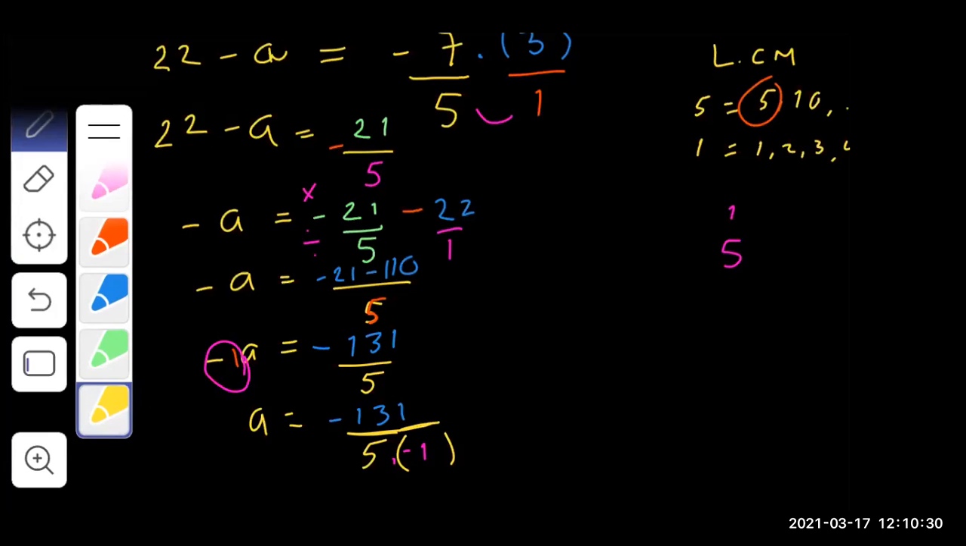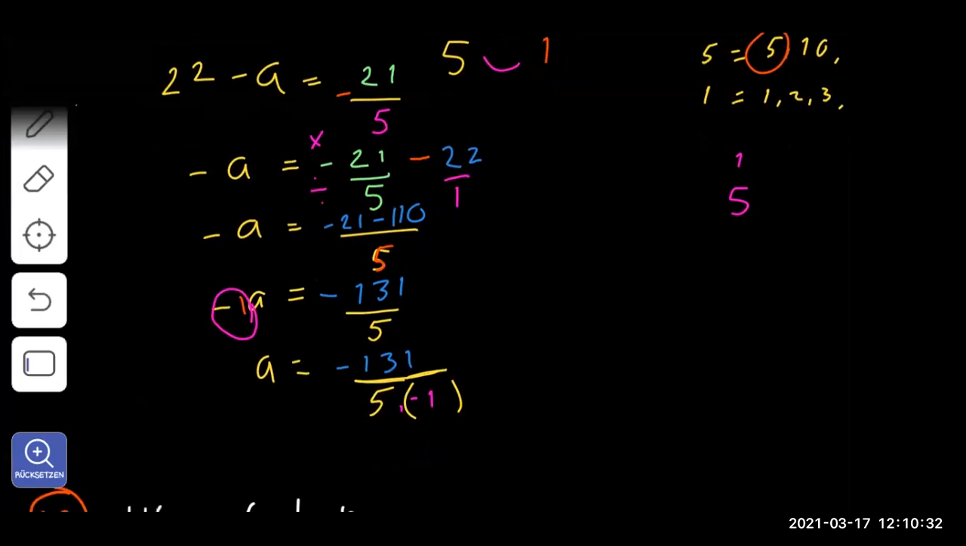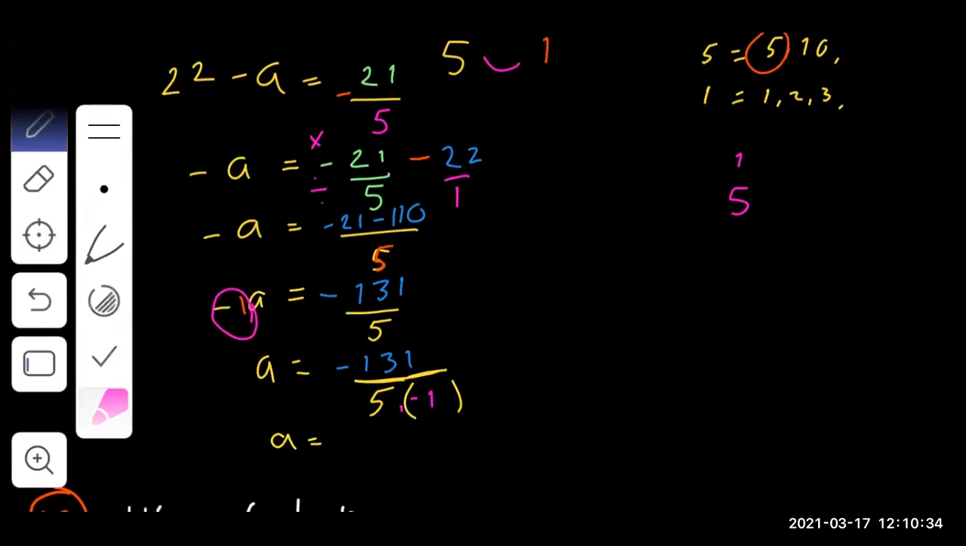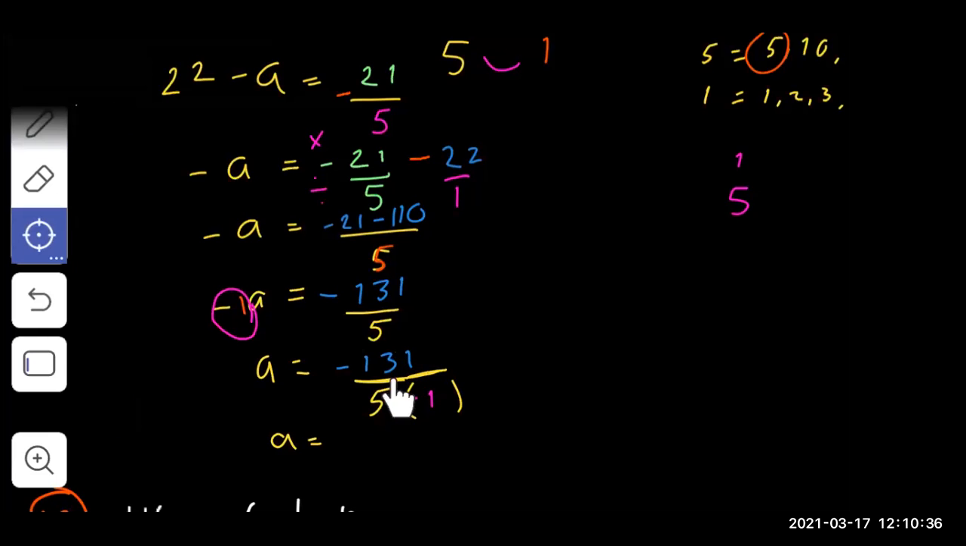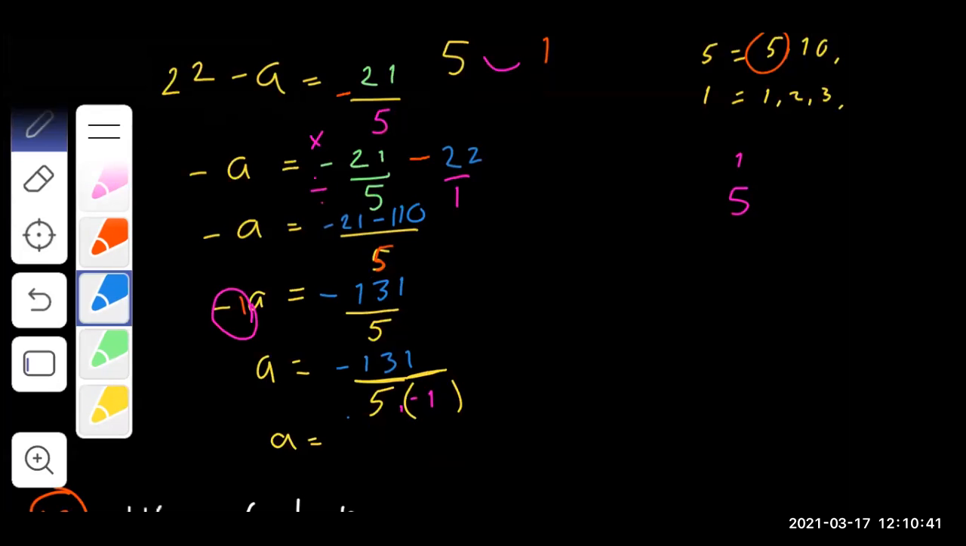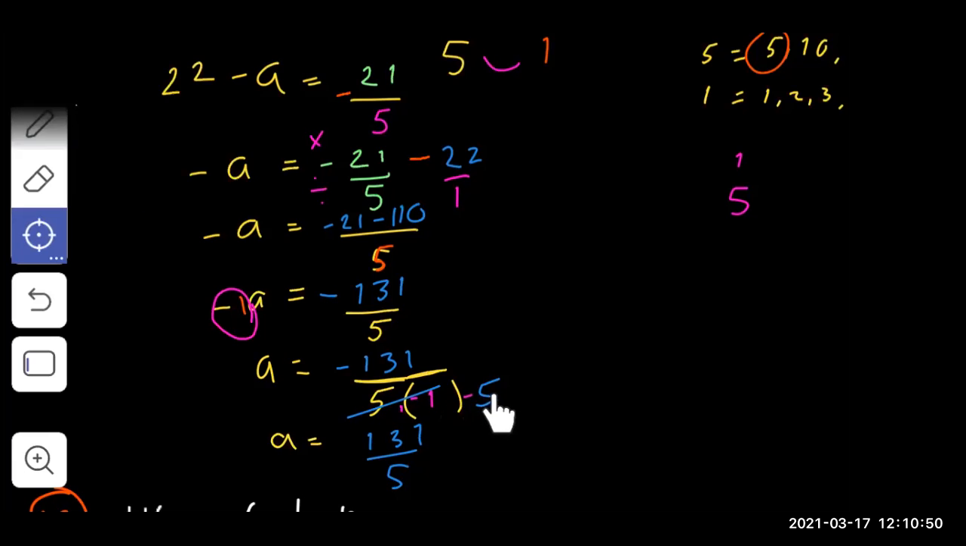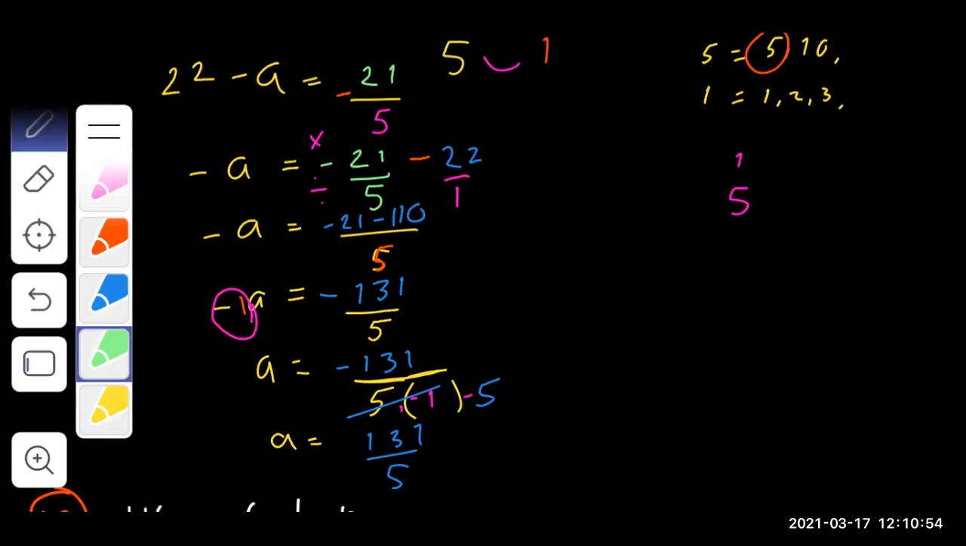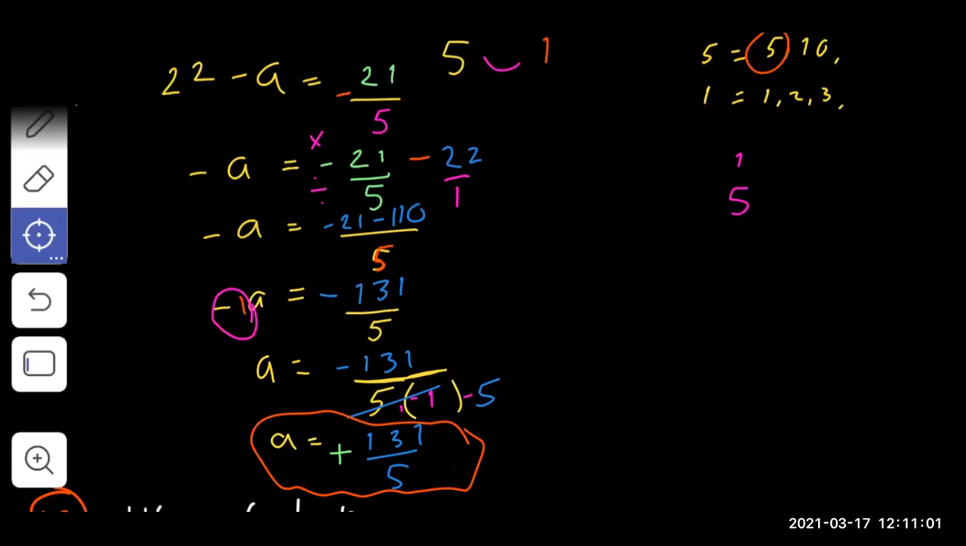Let's simplify. What is A going to be equal to? 131 over 5, and 5 times 1 is still 5. But it's negative, right, because of the negative 1 here. 5 times negative 1 is negative 5. Negative and negative is positive. The answer is going to be positive. And this is my solution, 131 fifths.